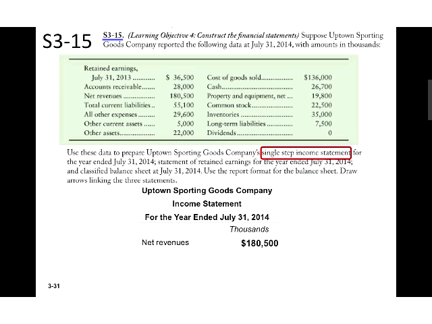That's in the very beginning of the problem. The first thing we do on an income statement is list our net sales or net revenues. That's given to us in the data table. It's $180,500. Next, we're going to subtract cost of goods sold. Cost of goods sold, if we have it, is always the first expense listed. Remember that cost of goods sold is an expense even if it doesn't have the word expense in it. Then we'll go through that list looking for other expenses, and we see all other expenses, $29,600.